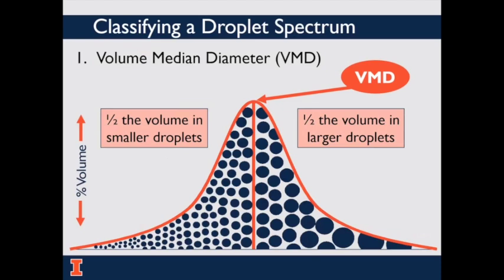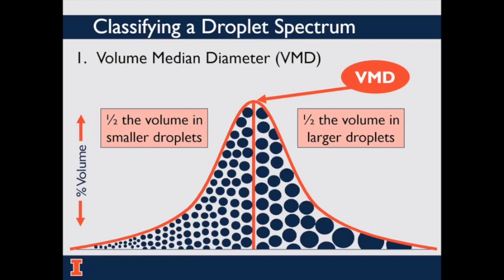Since we know that a nozzle produces a range of droplet sizes, the question becomes, how do we compare the droplet spectrum of one nozzle to the droplet spectrum of another nozzle? The droplet spectrum of a nozzle generally takes the form of a bell-shaped curve, like you see here, when arranging droplets from the smallest to the largest. The majority of the spray volume is in the middle of the curve, centered on the volume median diameter, or VMD. This is the droplet size in microns at which half of the spray volume is in smaller droplets and half is in larger droplets.